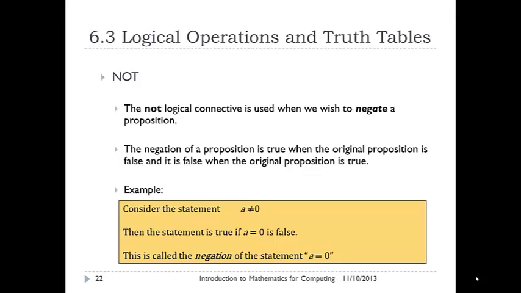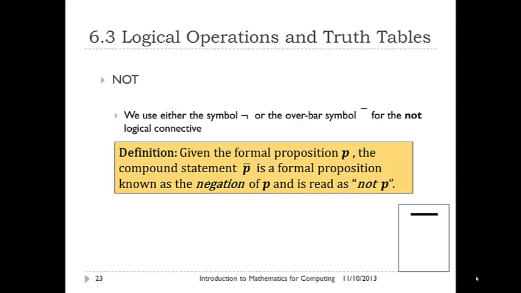Let's consider the statement a is not equal to 0. Then the statement is true if a equals 0 is false. And this is called the negation of the statement a equals 0. So let's take another example. If we have the proposition 1 equals 1, well, that is true. Let's negate it. 1 is not equal to 1 would then be false. The truth table for the not operator is fairly straightforward.